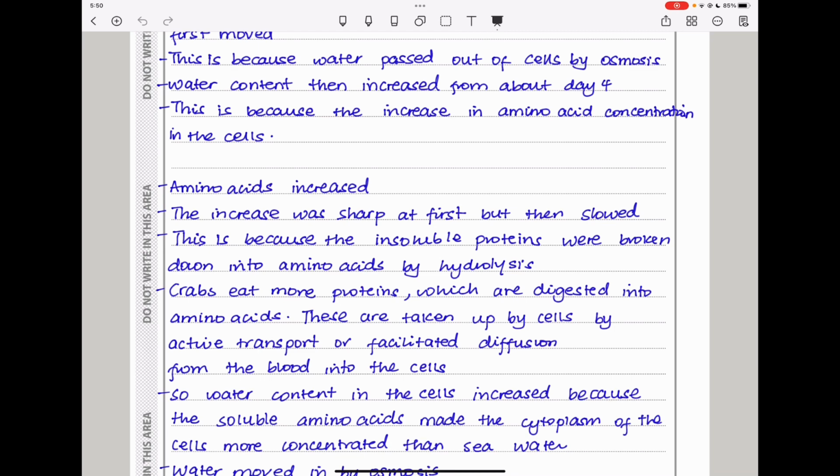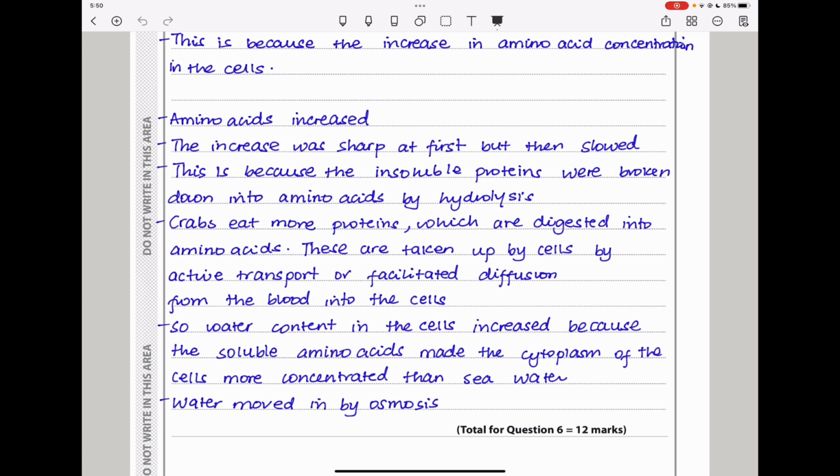This is because the insoluble proteins were broken down into amino acids by hydrolysis, and then the crabs eat more proteins, which are digested into amino acids, and these are taken up by the cells by active transport or facilitated diffusion from the blood into the cells. So water content in the cells increased because the soluble amino acids made the cytoplasm of the cells more concentrated than seawater, and therefore water moved in by osmosis.